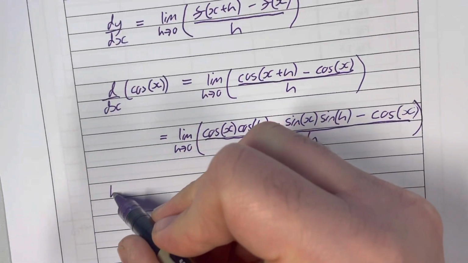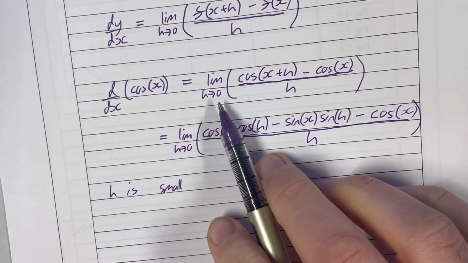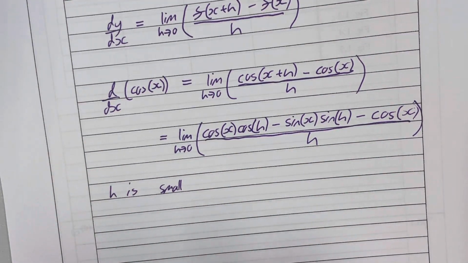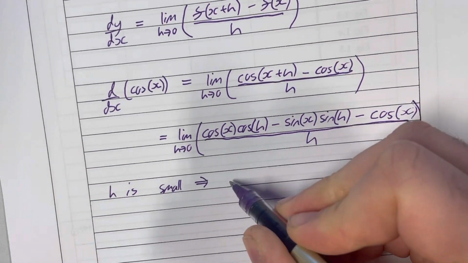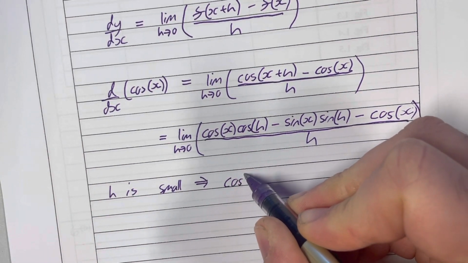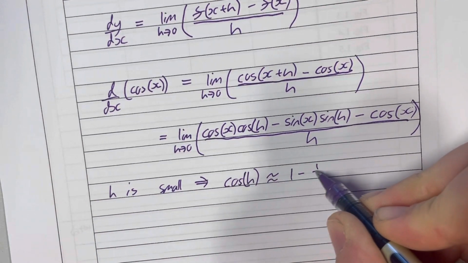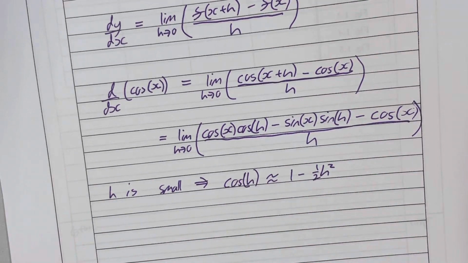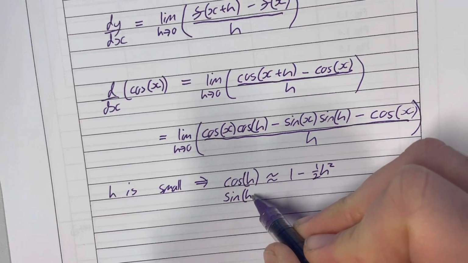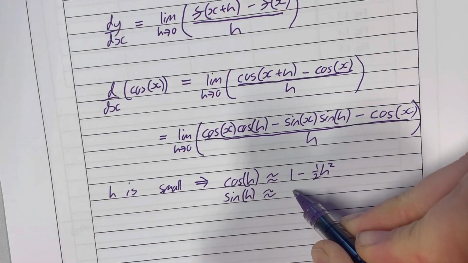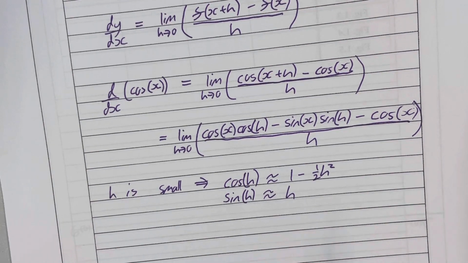Now h is small. In fact, we're going to take h to 0 ultimately, so h is infinitesimally small. So that tells us that cosine of h is roughly equal to 1 minus a half h squared. That's the small angle approximation for the cosine function. And sine of h is roughly equal to h. Again, that's a small angle approximation for the sine function.